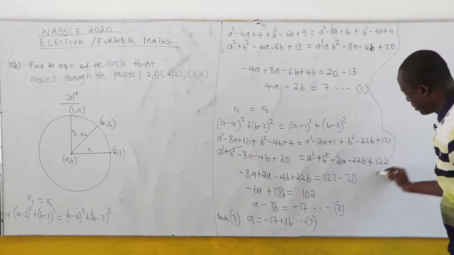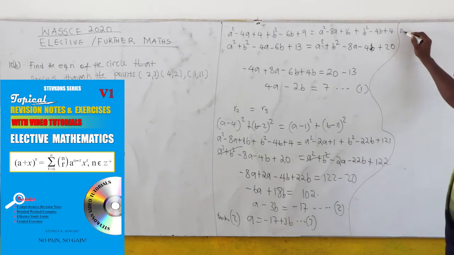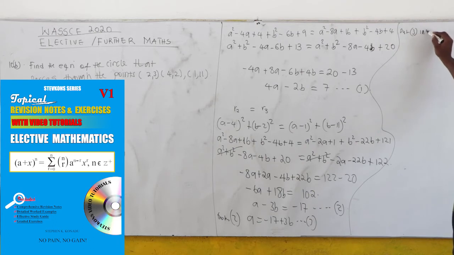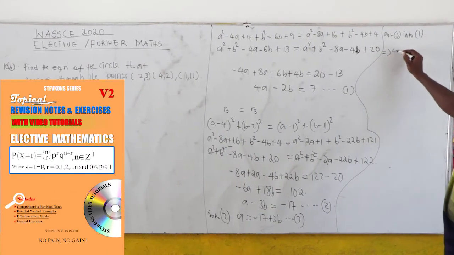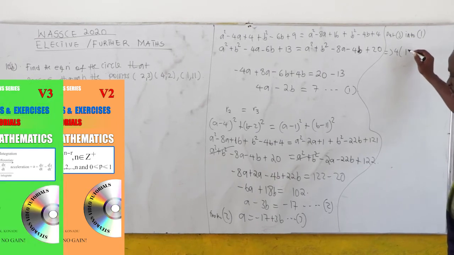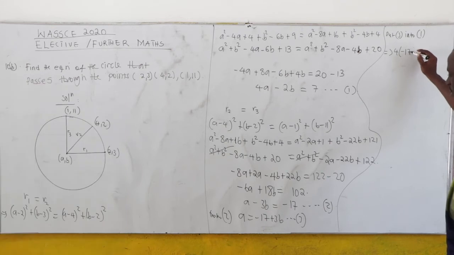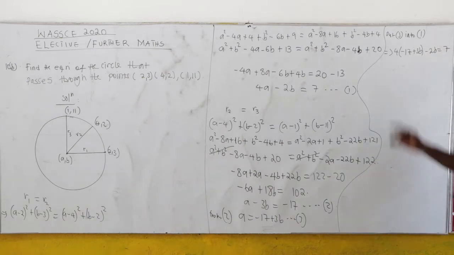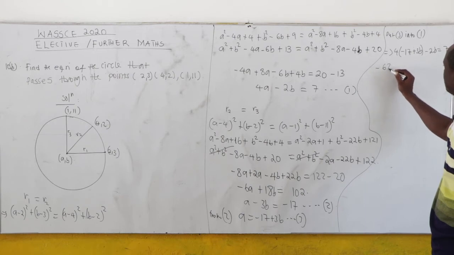So we put 3 into 1. So you can say that we put equation 3 into 1. Now what is our 1? So we have 4a. And then we have 4 times negative 17 plus 3b, minus 2b equal to 7. Now this time that is negative 68.